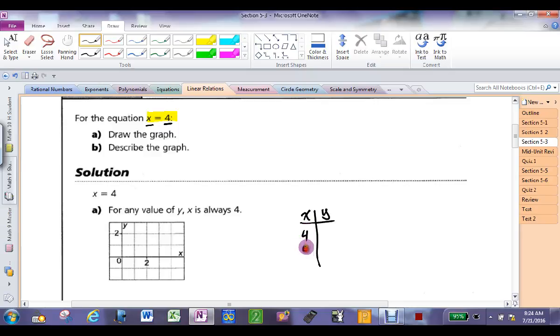4. Because x is 4. Okay? Always. Is there any y values? No. So every single y value has an x value of what? 4. So 4, 6, 4, 12, 4y. Because every value is an x. Got it? So where on our Cartesian plane does x equals 4 live?